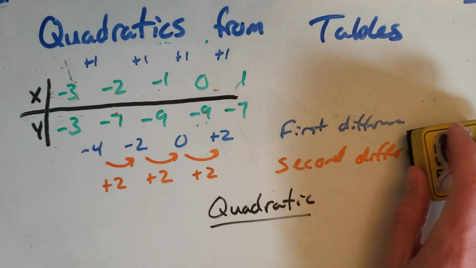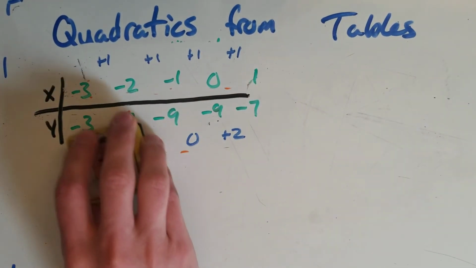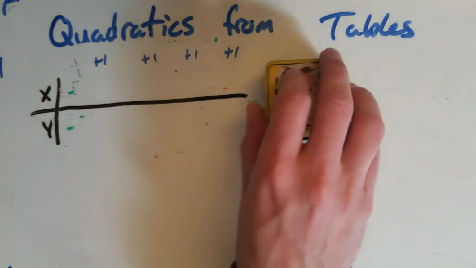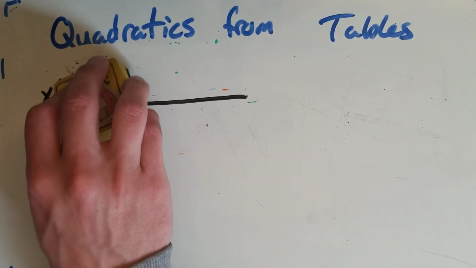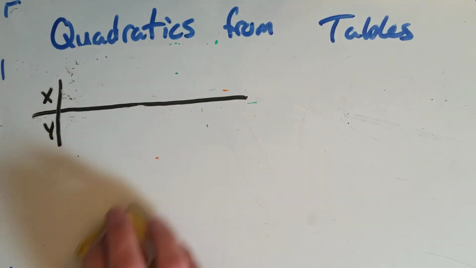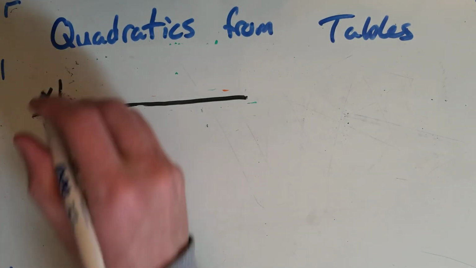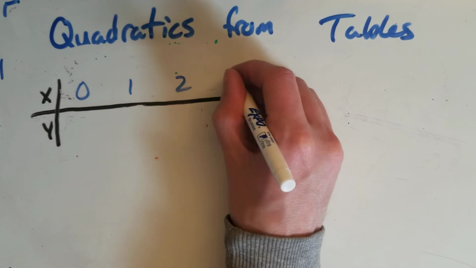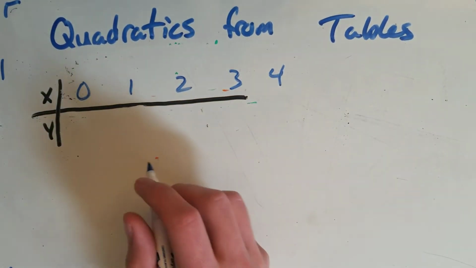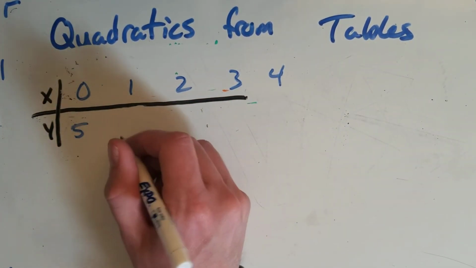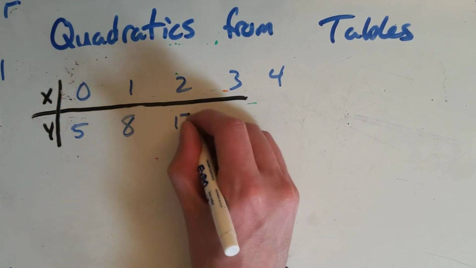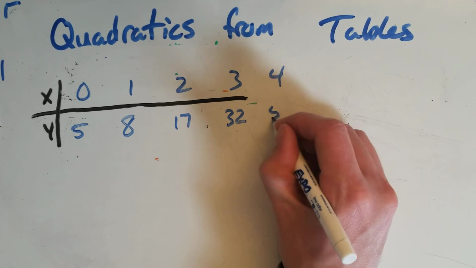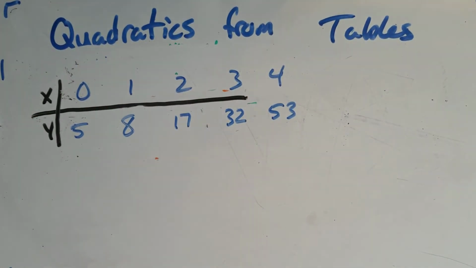So let's go ahead and try a few of these on our own to see if we can tell if they are quadratics, exponentials, or linears. So our first one, we have 0, then 1, 2, 3, 4. If you want to try on your own, you can, and then check and see if you have the right answer. We have 5, 8, 17, 32, and 53.